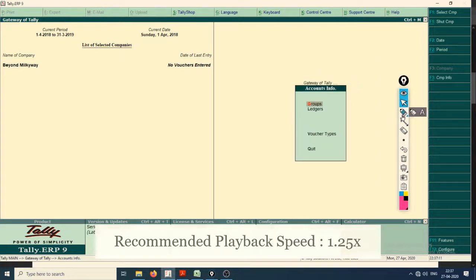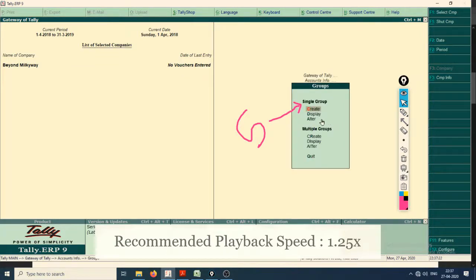Then choose to press the hotkey G. Press the hotkey G, and then which hotkey? C. Okay. So create. Hence the hotkeys were, did you remember the hotkeys? I guess it was A, G, and C. Okay, that is how you can create a group directly.